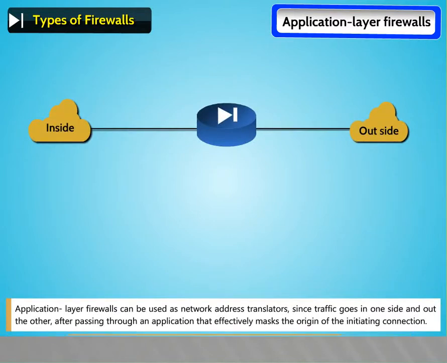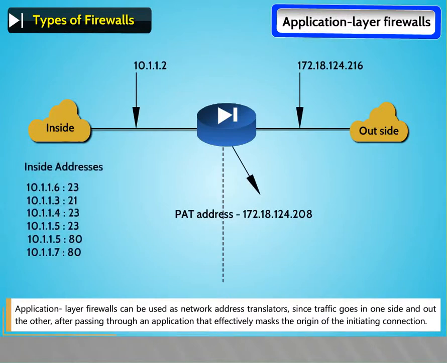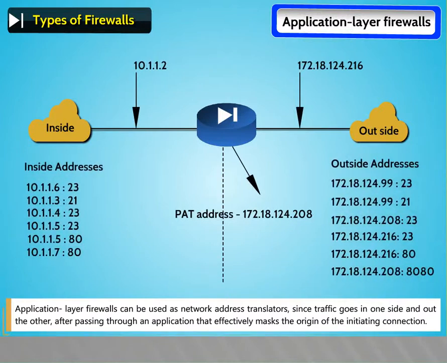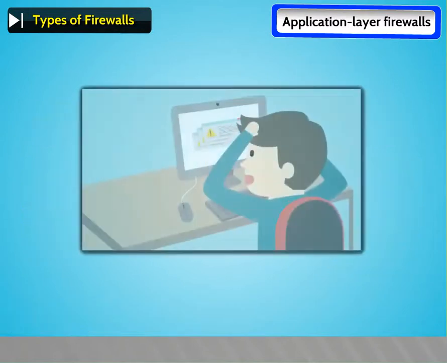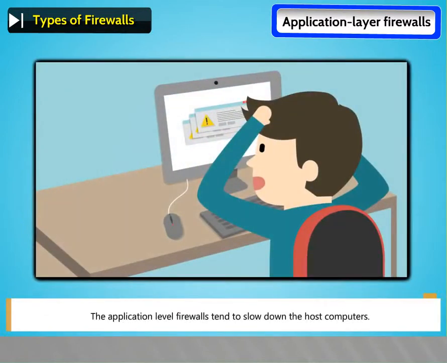Application layer firewalls can be used as network address translators since traffic goes in one side and out the other after passing through an application that effectively masks the origin of the initiating connection. The application level firewalls tend to slow down the host computers.